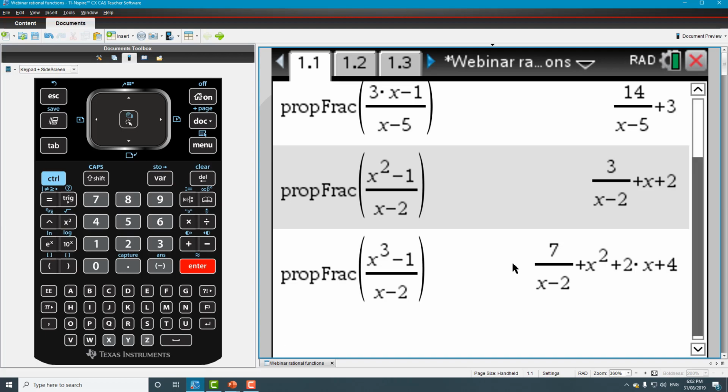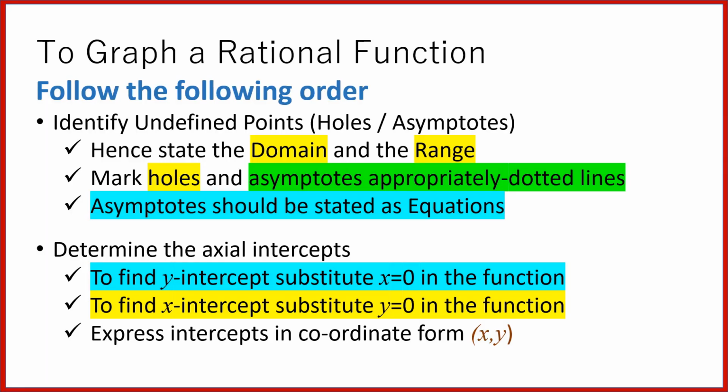So let's quickly just summarize. When we are doing graphs for rational functions, we need to be able to first of all identify the domain, mark any holes and asymptotes. Now asymptotes ought to be dotted lines and need to be stated as equations, and then obviously to graph we need to know the x-intercept and the y-intercept, and we need to write all the intercepts in the coordinate form.